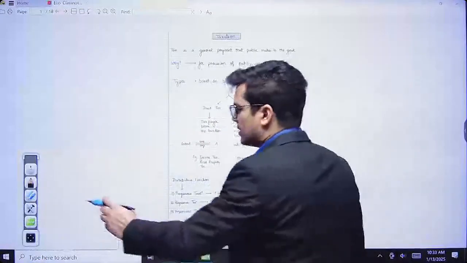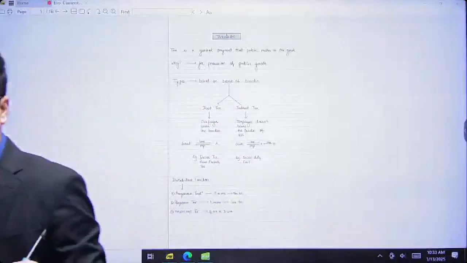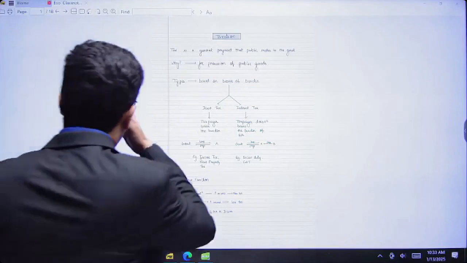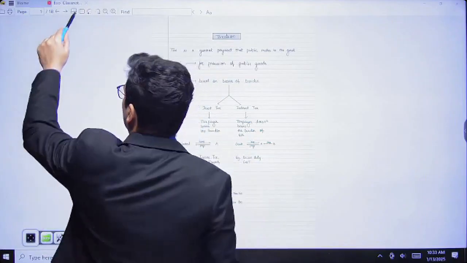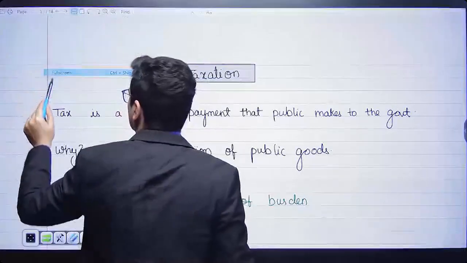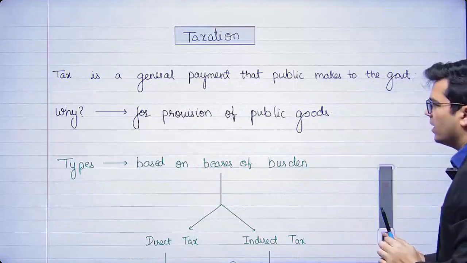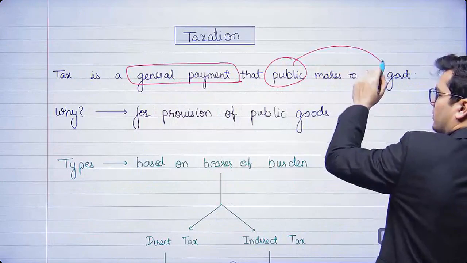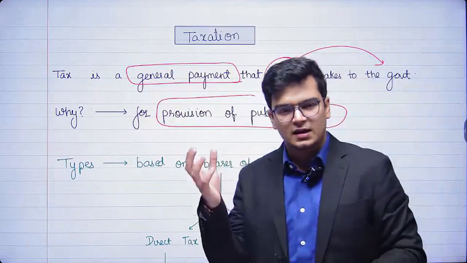Now let us understand taxation in detail. I am now turning the chat off. I will teach in the same way, and I will ask you whether you have understood after I have taught for 30 minutes. Now, we have already read that tax is a general payment that the public makes to the government for provision of public goods. Now, taxes can be classified in various ways.